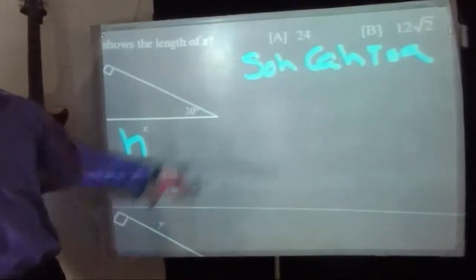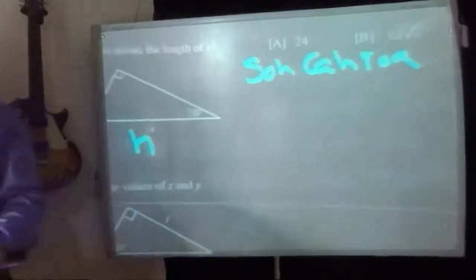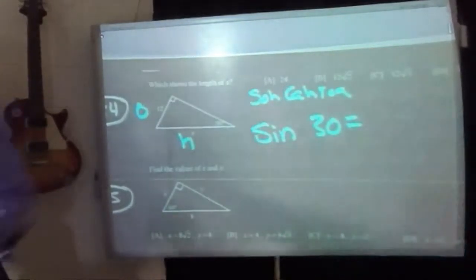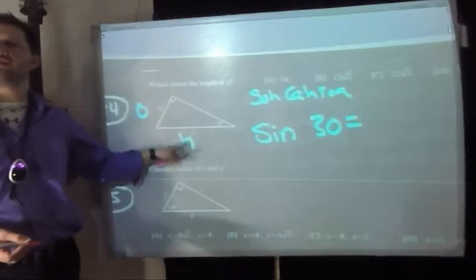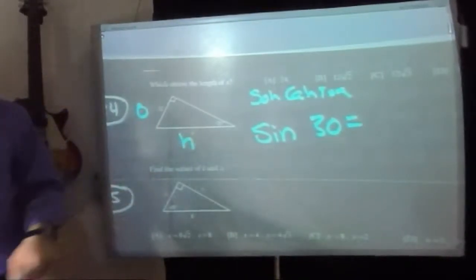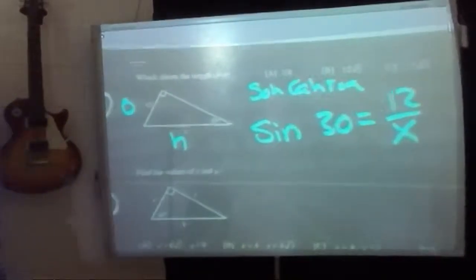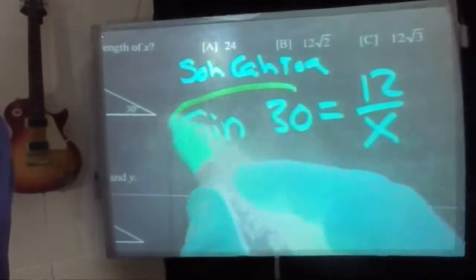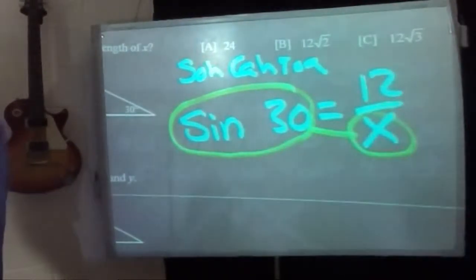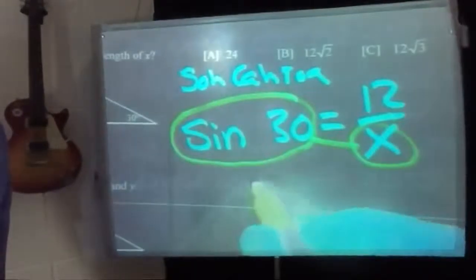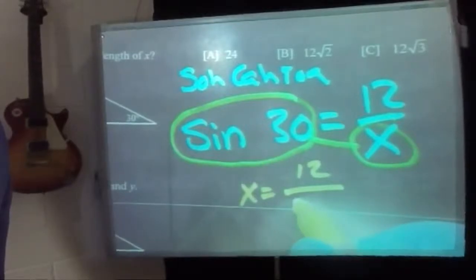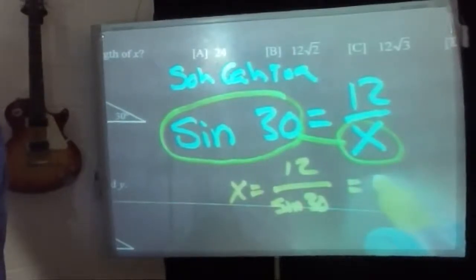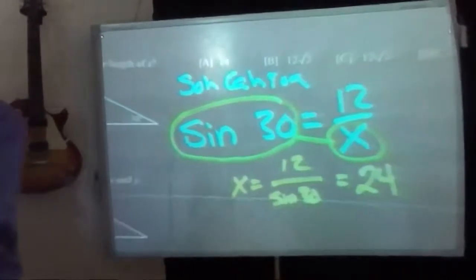An O and an H means sine. So we have a sine problem. So sine it is. Sine 30 is, so this is our first sine problem. O over H, so what over what? 12 over x. Swap. And we end up with X equals 12 over sine 30. And that came out to be what? Flat out 24? Mm-hmm. Flat out 24.